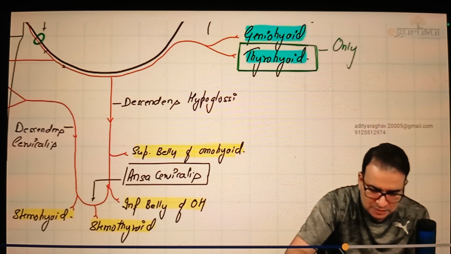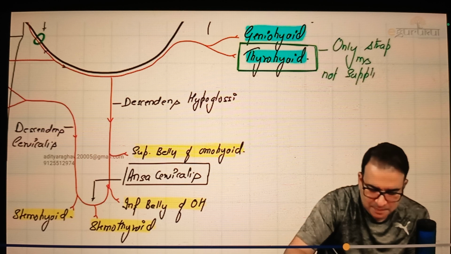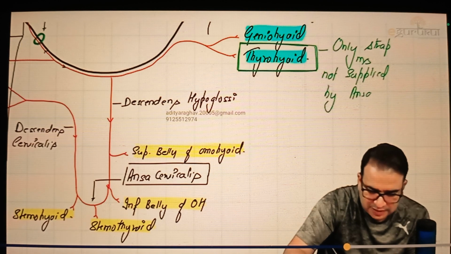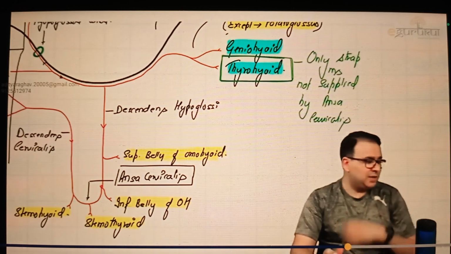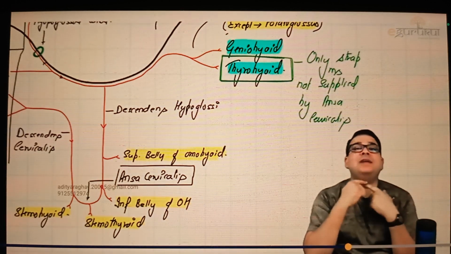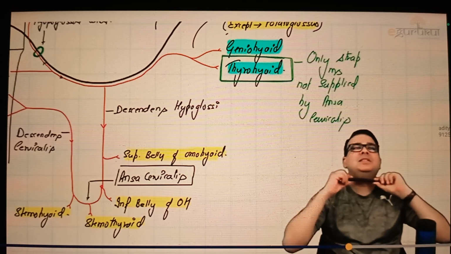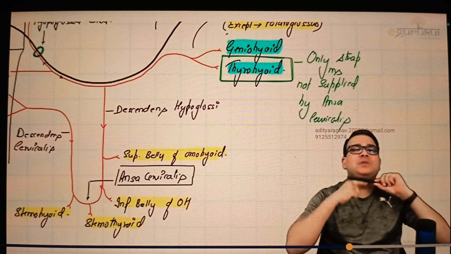This is the only strap muscle not supplied by the ansa cervicalis. Geniohyoid is above the hyoid bone. Look at this. If this is the hyoid bone, there is a muscle below the hyoid called the thyrohyoid. Obviously, it is between the thyroid and hyoid.